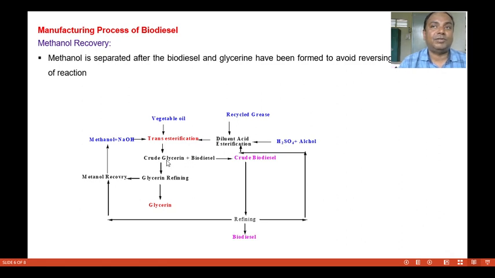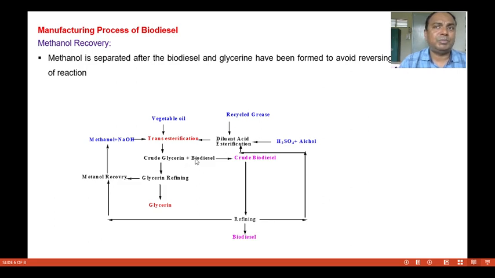Glycerol is required as a raw material for the cosmetic industry, and biodiesel is a fuel. It is obtained from biomass, so we can say that this is a green fuel.